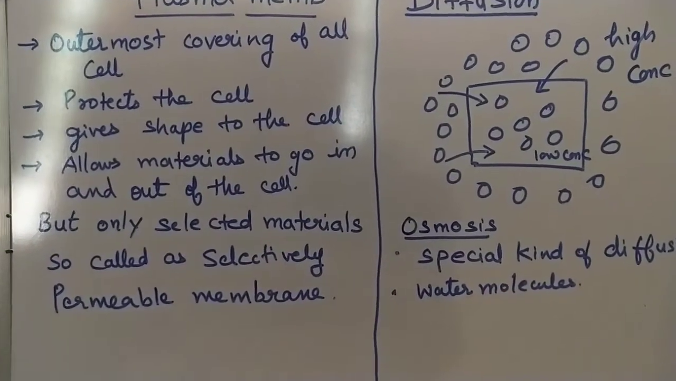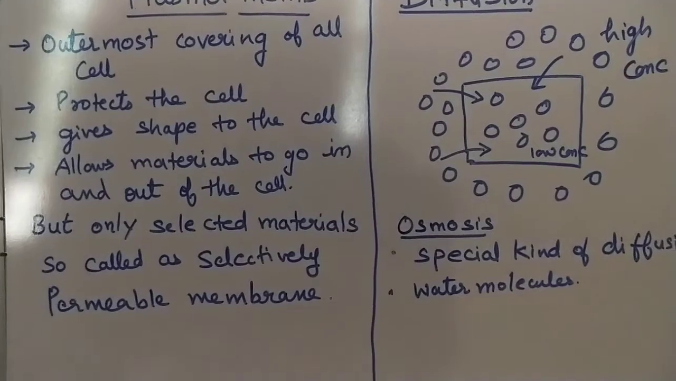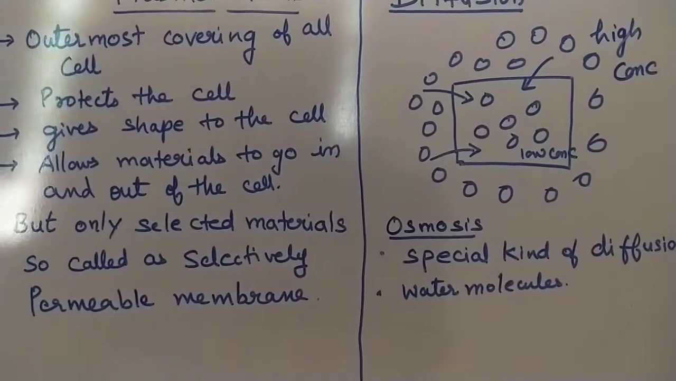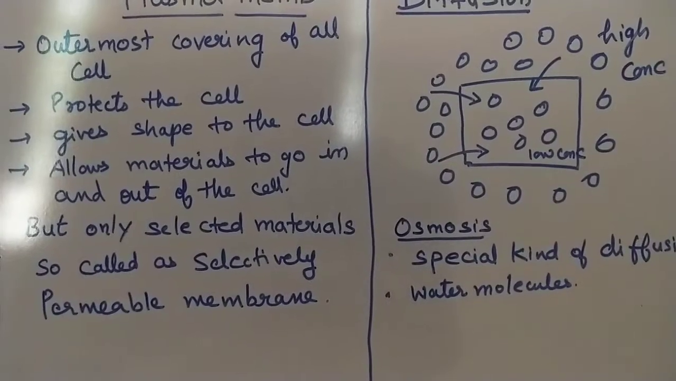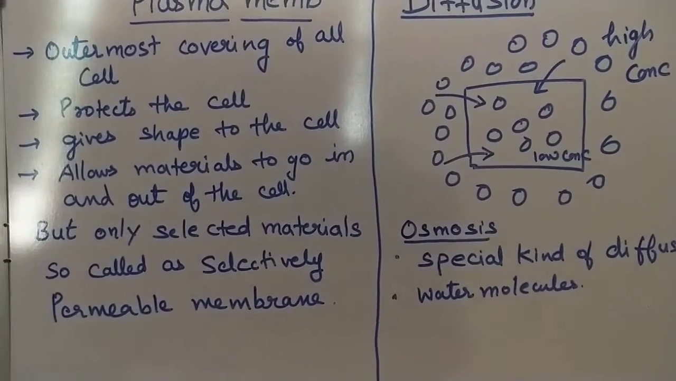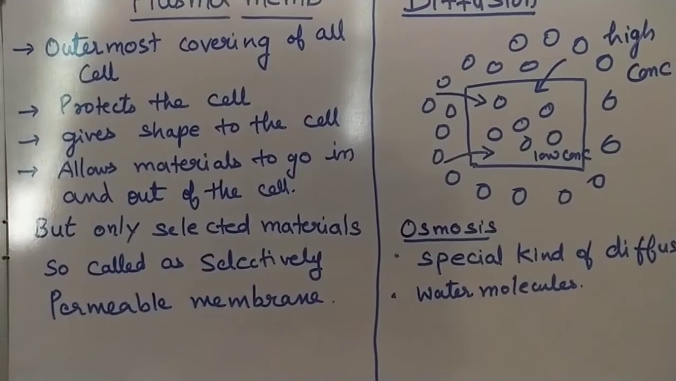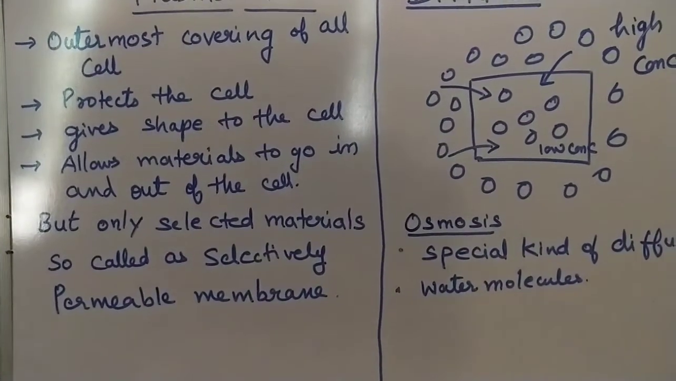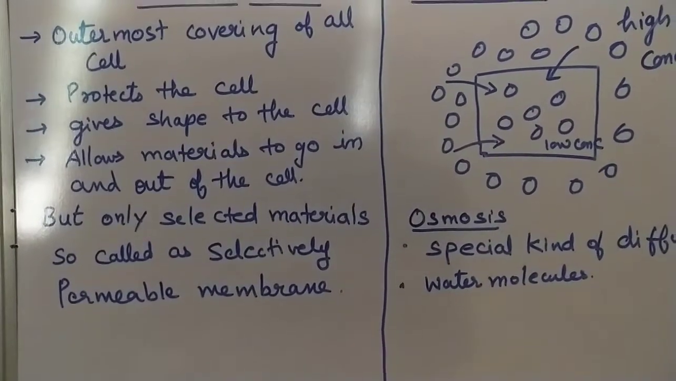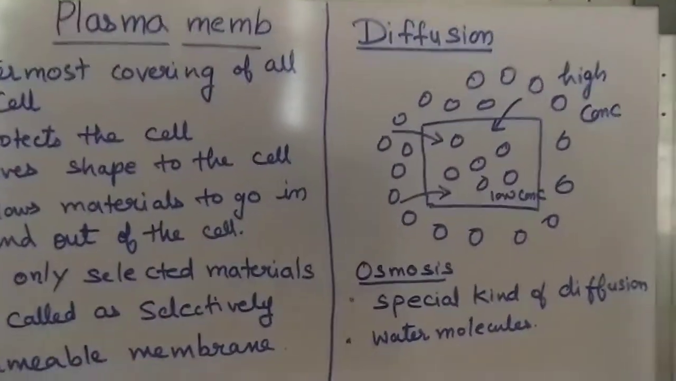But only selected materials go in and out of the cell. Not every material has permission to go in and out of the plasma membrane. So that's why it is called a selectively permeable membrane. Got it?